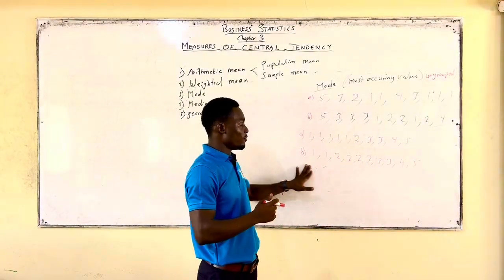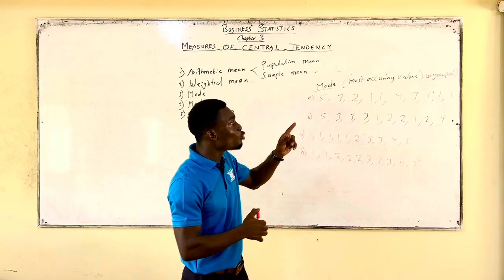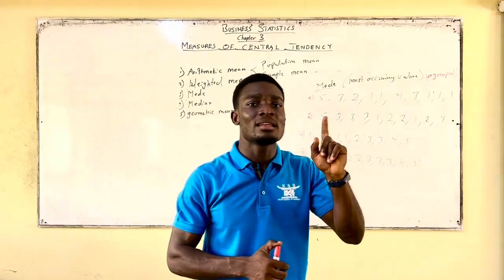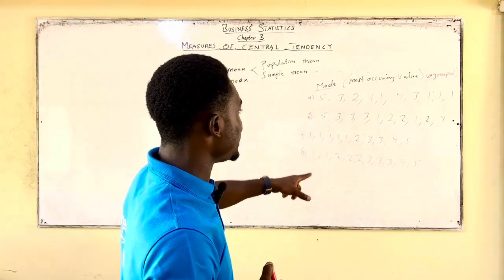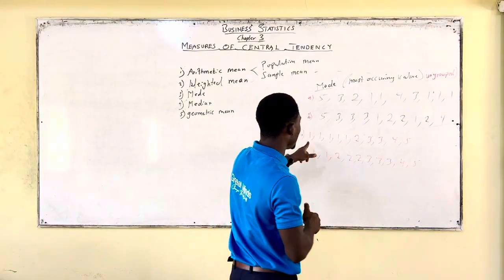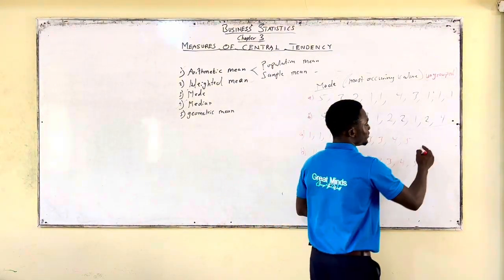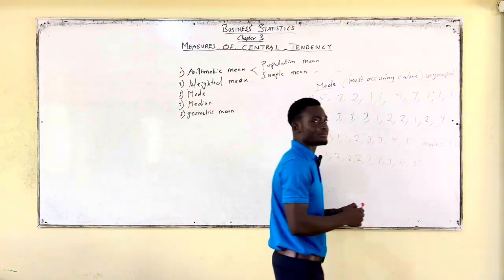So this, we have formed an array. Now, what is mode? The most occurring value or the highest occurring number in a data set. So when you look at it, you realize that here, 1 has 1, 2, 3, 4, 5. So the mode is simply 1.